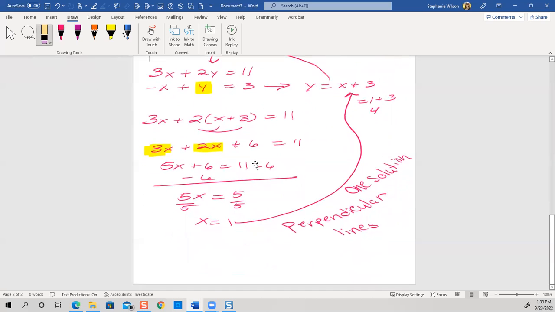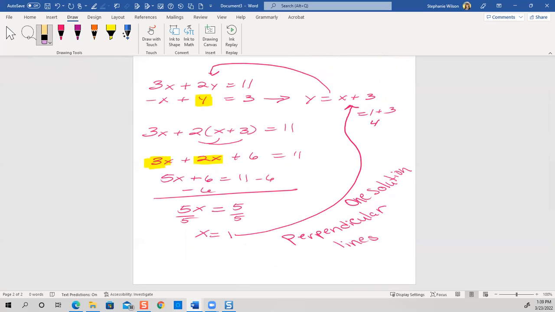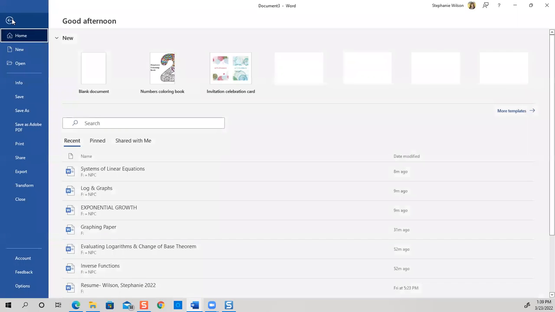Now that was substitution method. I would like to do elimination method. And let me get it. I got to insert a paper.